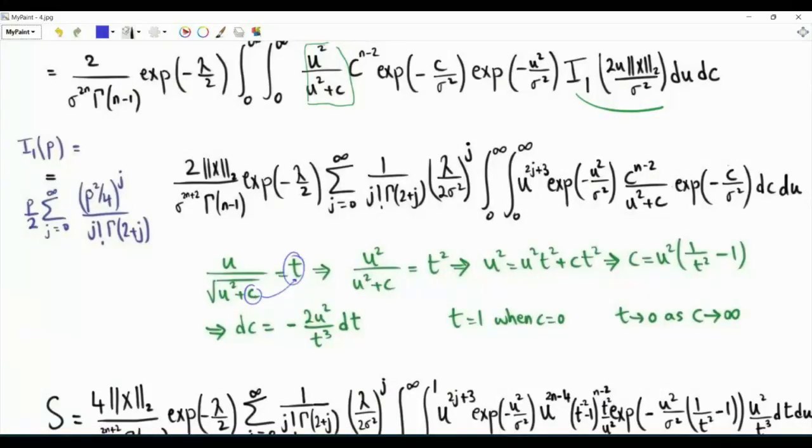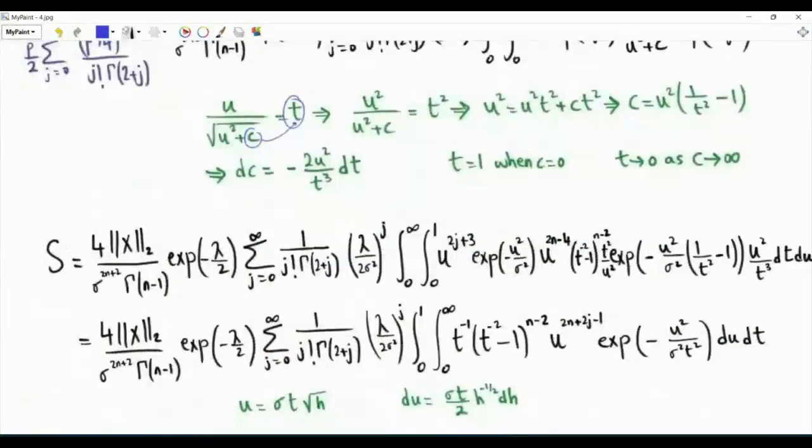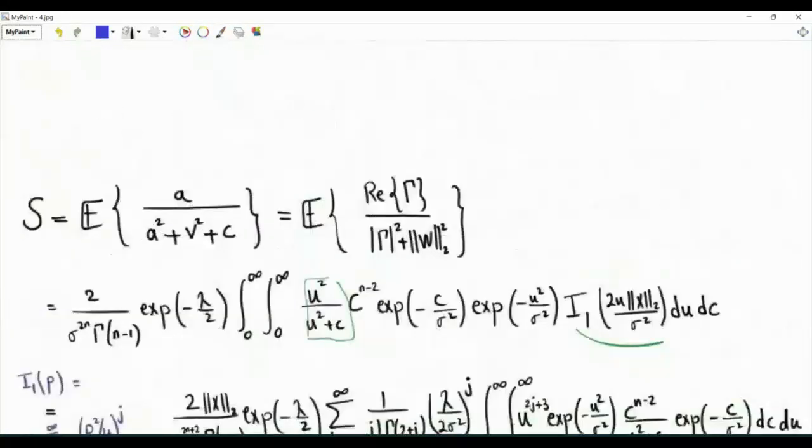Note that when c is equal to 0, then t is u over u, t is 1. And when c is equal to infinity, t will be equal to 0. So these will be the integration limits for the variable t. And again, after some algebra, dc will be equal to minus 2u squared over t cubed dt. And we will write down big S, which is this expectation here.